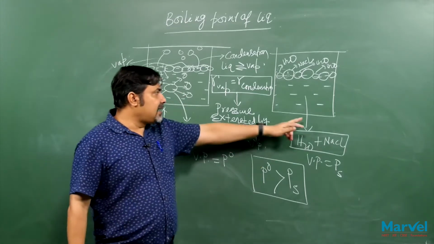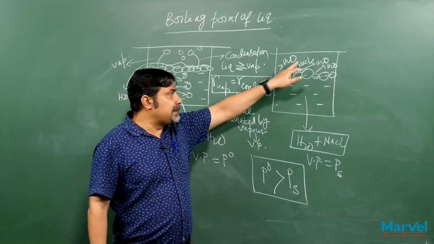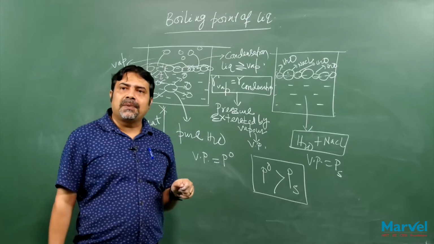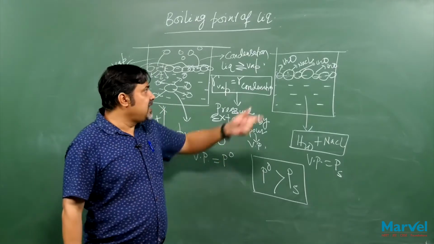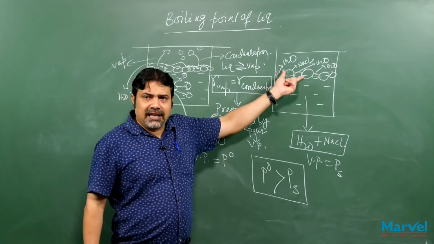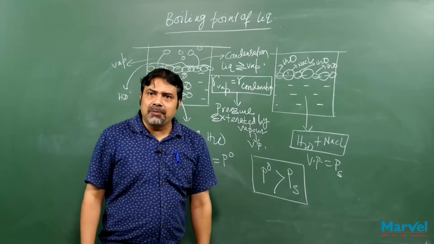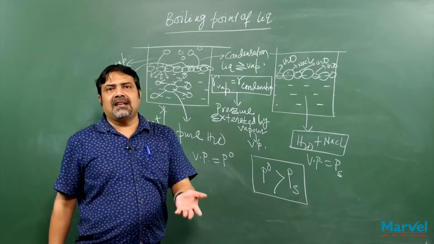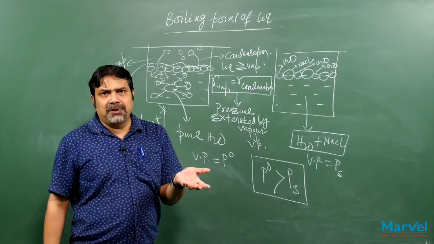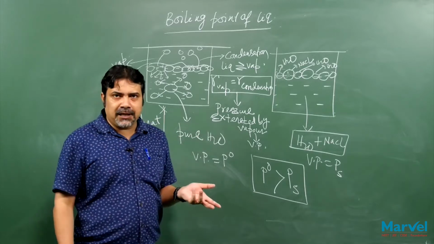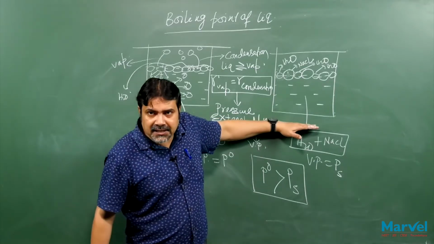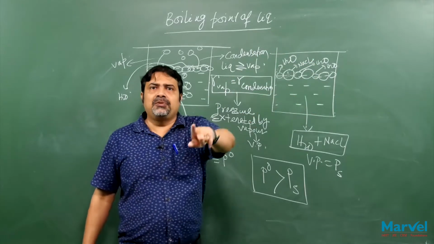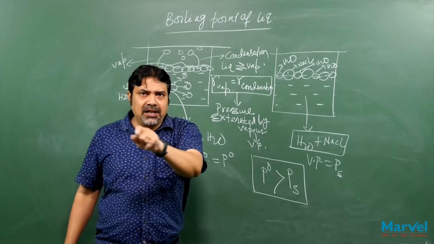But here, at 100 degrees centigrade, the vapor pressure created will not equal the atmospheric pressure, so the liquid will not boil, because the rate of vaporization will be less and the availability of solvent molecules on the surface will be less. A substantial amount of vapor pressure, which can equal 1 atmospheric pressure, will not be there. If you put in more temperature, then more vapor will be generated, then only will the vapor pressure equal the atmospheric pressure, and then only will it start boiling.